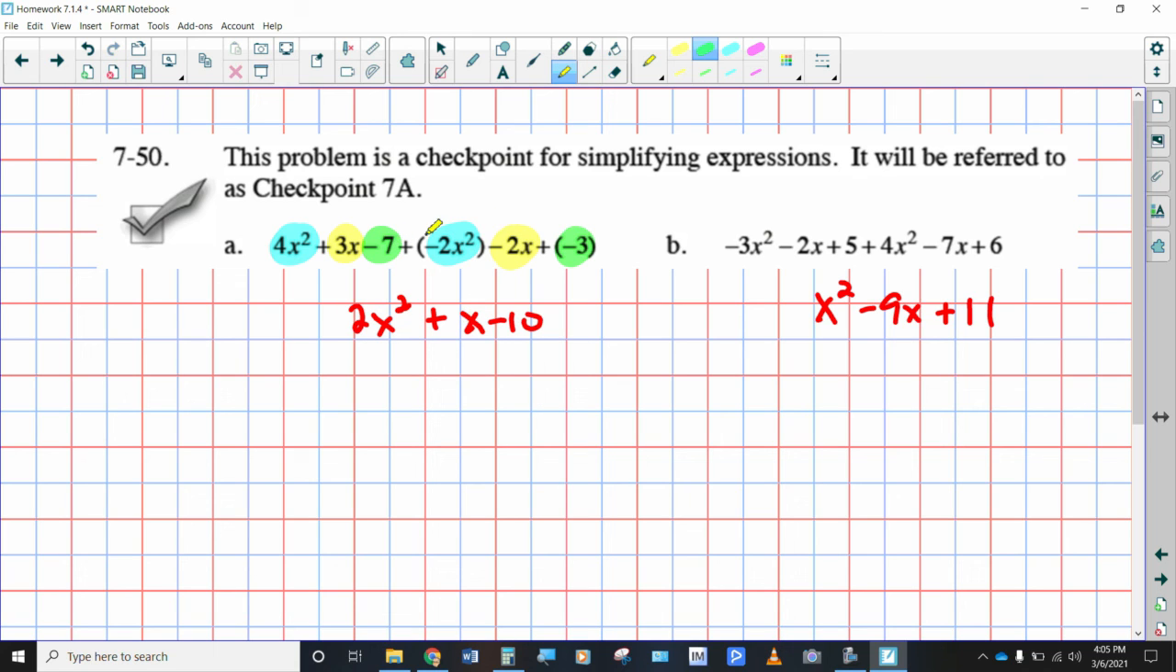And negative 7 plus negative 3 is negative 10. So this is the simplified version of that expression. Here we do the same thing, negative 3x squared and positive 4x squared, negative 2x squared and negative 7x squared, and positive 5 and positive 6. Those are the like terms. Add negative 3 and positive 4 to give you 1x squared. Add negative 2 and negative 7 to give you negative 9x's, and add 5 and 6 to give you 11. So x squared minus 9x plus 11 becomes the simplified version of this expression.